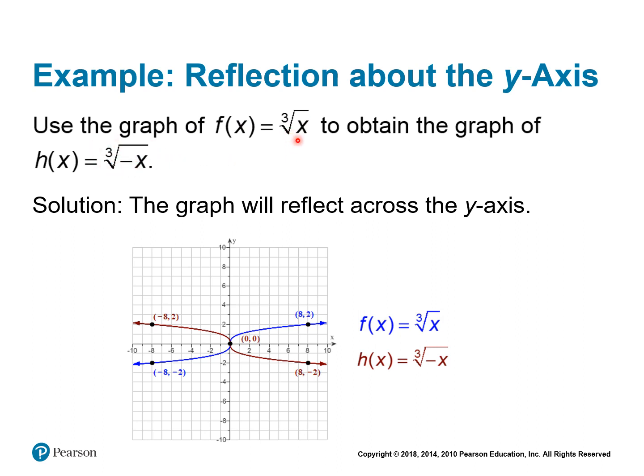So whenever x is replaced by negative x in any function, cube root function or square root function or quadratic function or absolute value function, whenever the x value is replaced with its negative version and then we evaluate the function to find the y value, it's always a reflection about the y-axis.